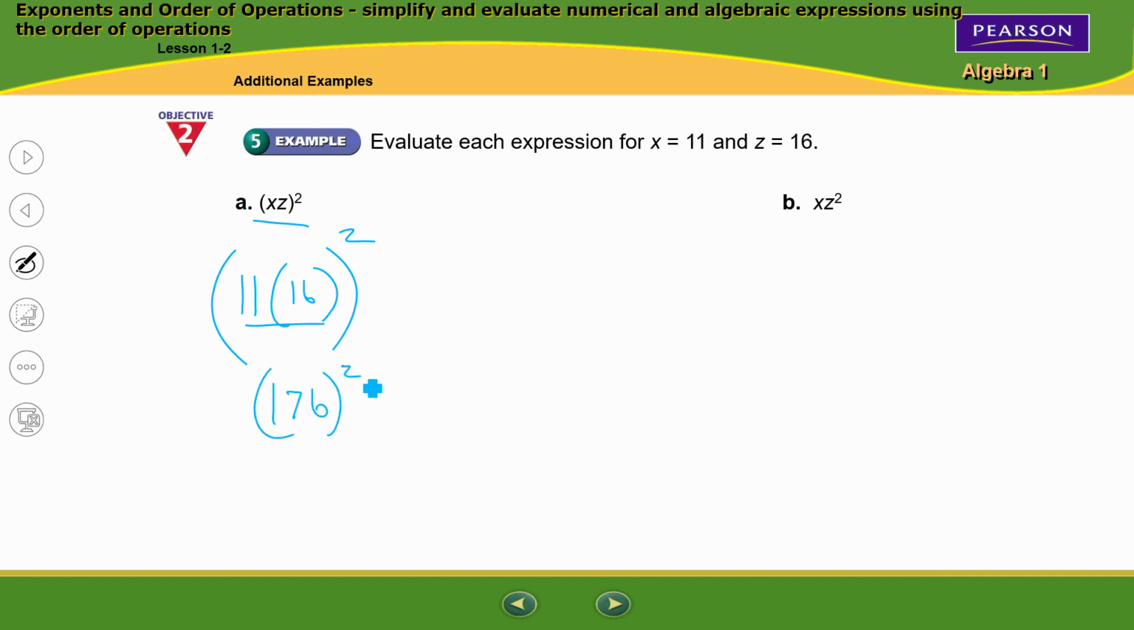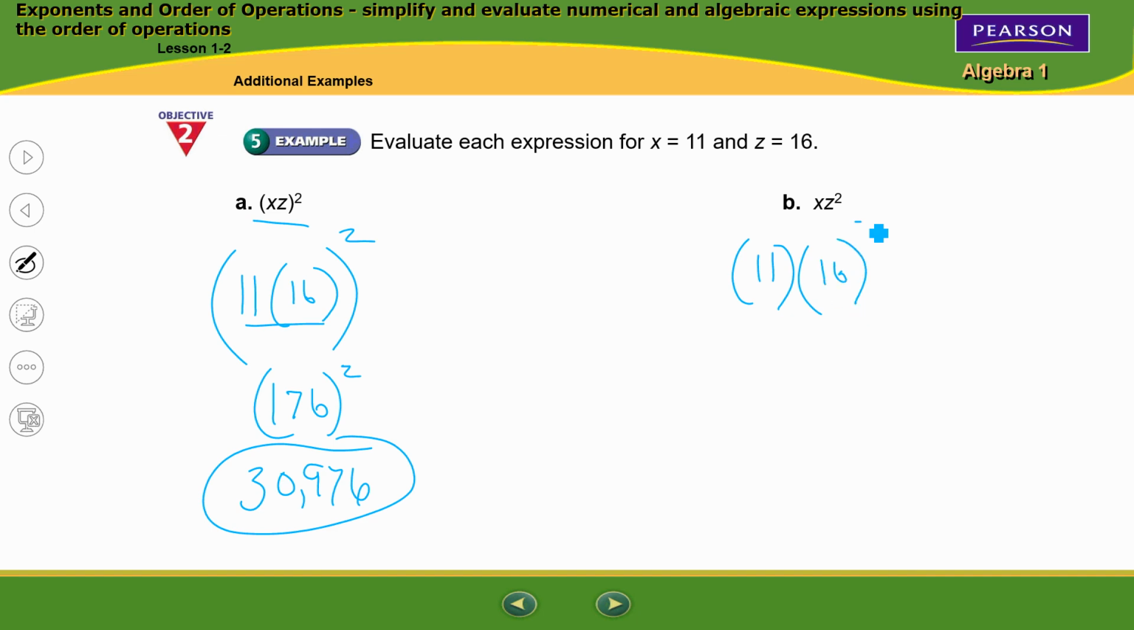Now I have to multiply it by itself or square it. The result is 30,976. El mucho grande. X times z squared. So x equals 11. Z equals 16. And this time only the z is being squared. You have to be careful about that.